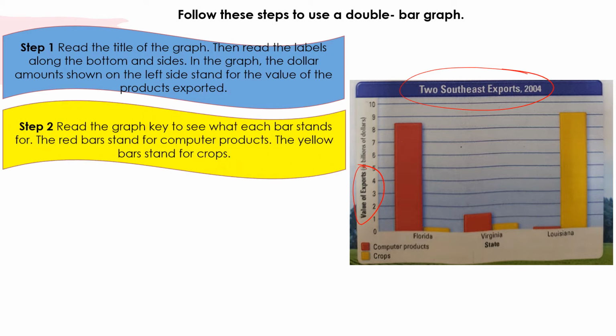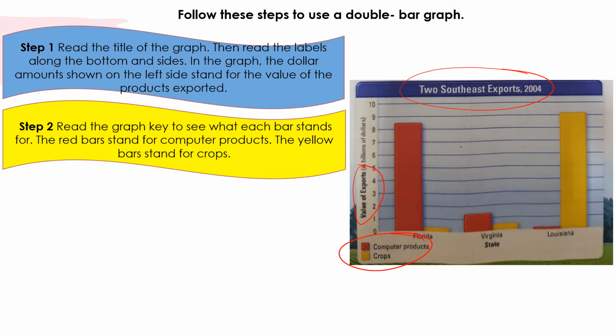For step 2, read the graph key to see what each bar stands for. The red bars stand for computer products and the yellow bars stand for crops. So on this graph, the graph key, students, is here.